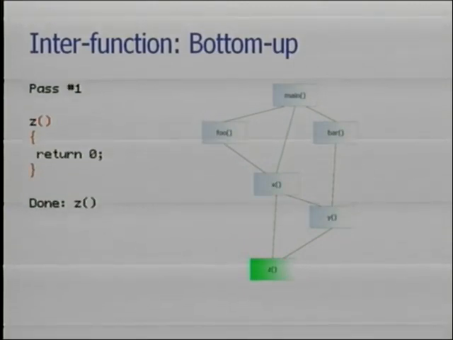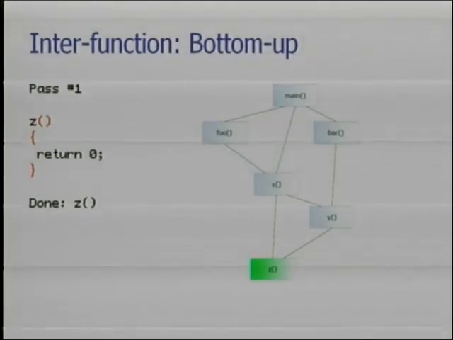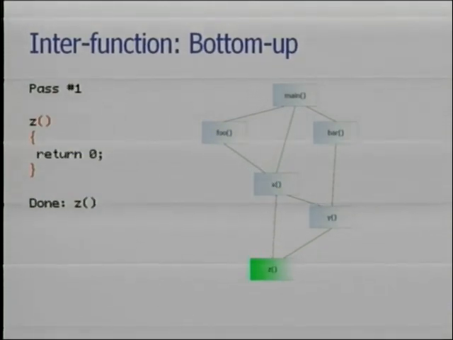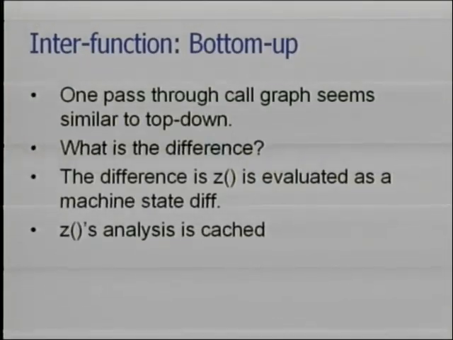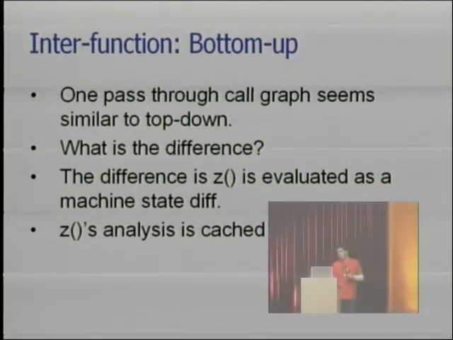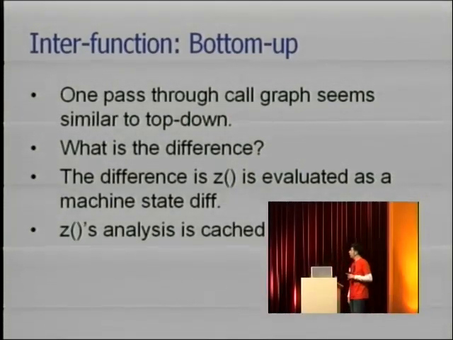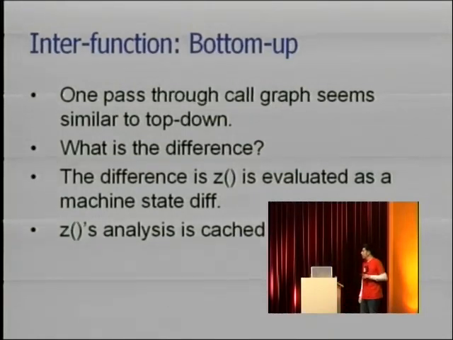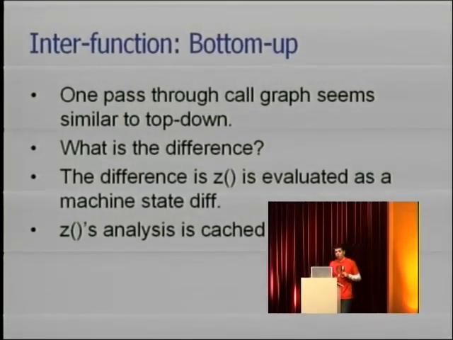Finally, z returns something. It's the leaf node. It doesn't call anything else. So we have an idea of, based on some kind of input, what the return is going to be, and we create this expression. Z is now solved, so we can cache this expression for z. So that was one path down, and it seems a lot like top down, but the difference is that z is done. Z is evaluated as a diff, and the analysis is cached. You don't have to look at z ever again.